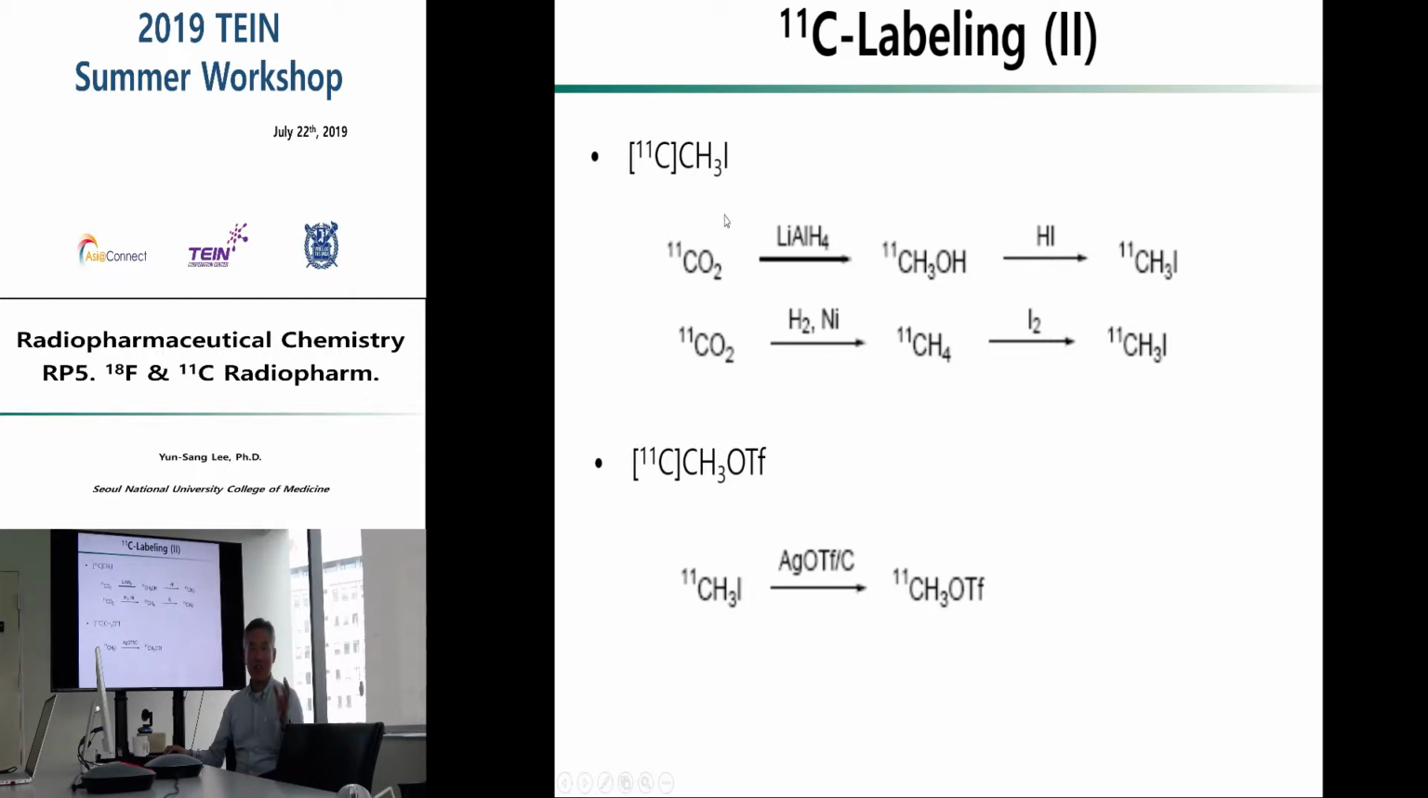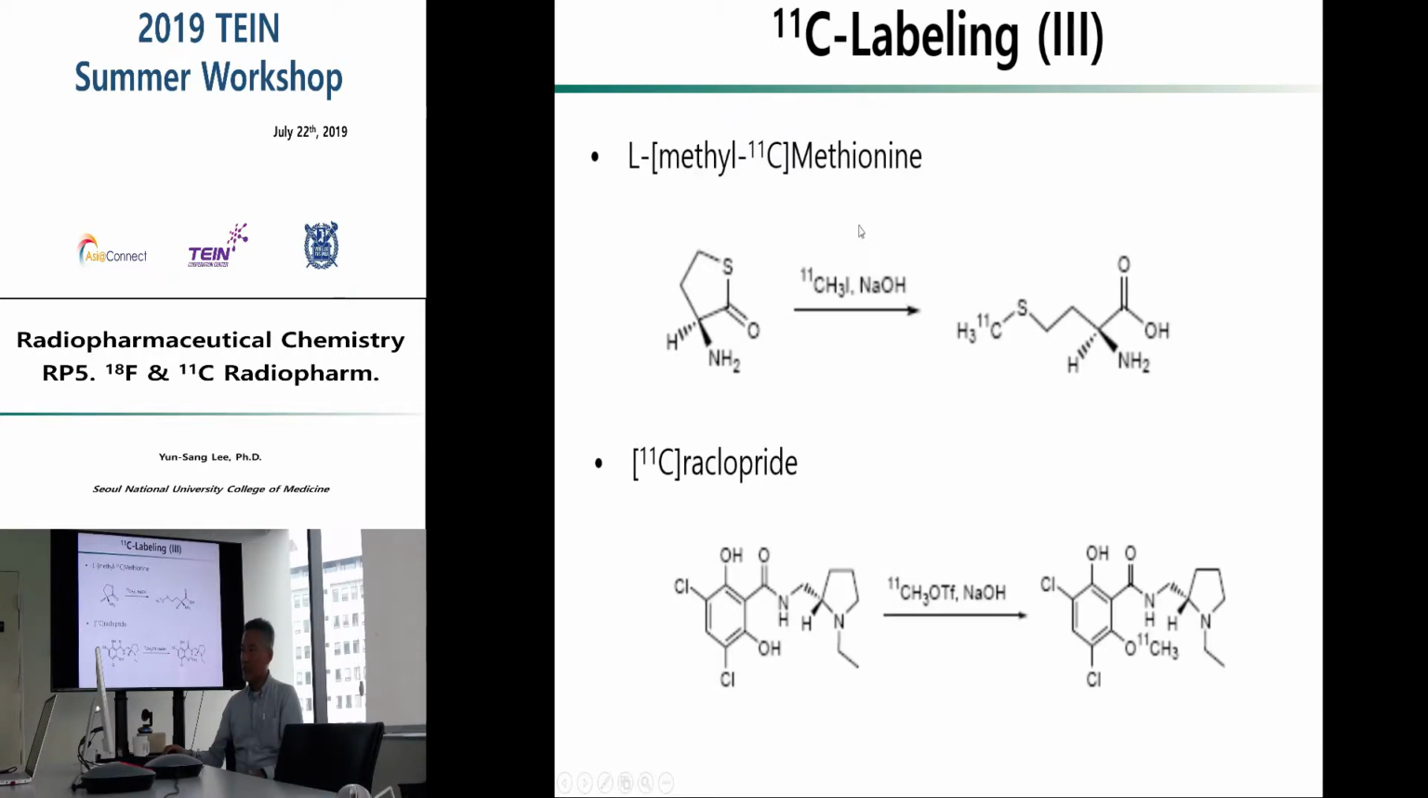Earlier, methyl iodide was the only chemical species for C11 methylation, but nowadays C11 triflate has better reactivity than C11 methyl iodide. With C11 methyl iodide we have to increase the reaction temperature, but in case of C11 triflate, we can use room temperature for labeling. Here you can see C11 methionine we can make from C11 methyl iodide. Sometimes raclopride can be made with C11 triflate.